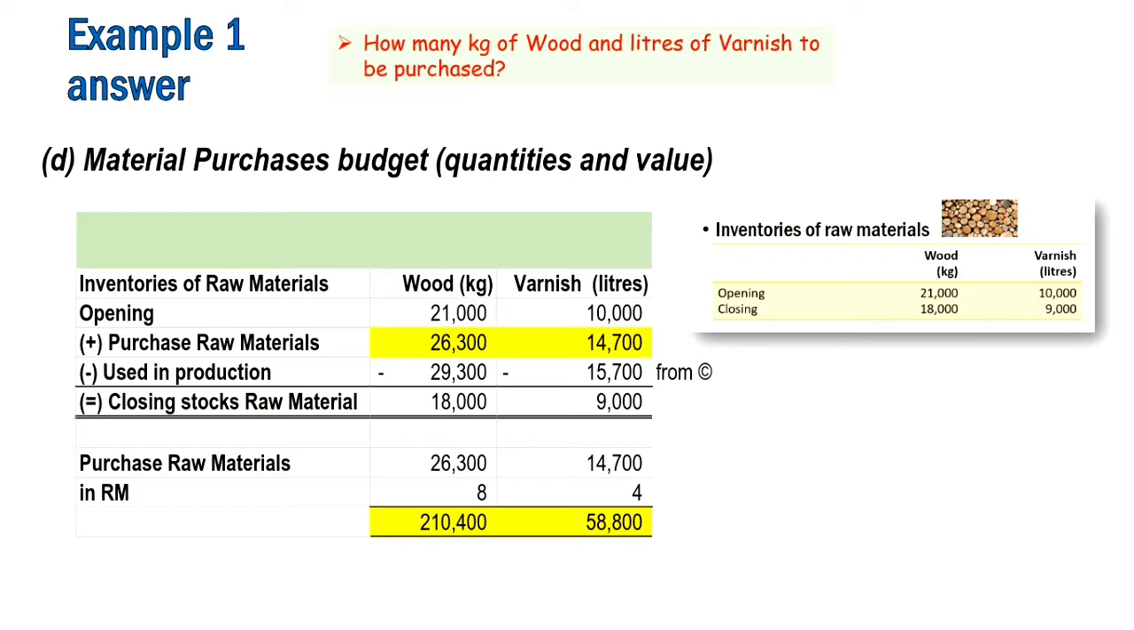And in order to calculate in value, you have to times back with the cost. So wood is 8 ringgit and varnish is 4 ringgit. You times with the number, you'll get wood RM 210,400 and varnish RM 58,800. That is the answer for the material purchases budget in terms of quantity and in terms of value.